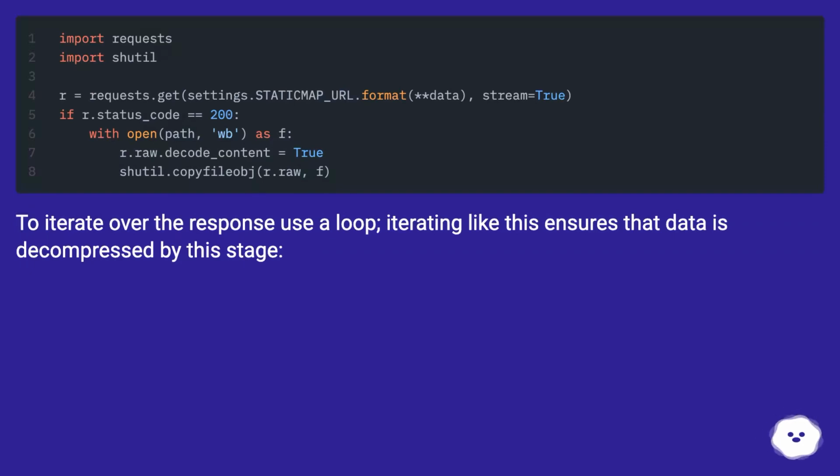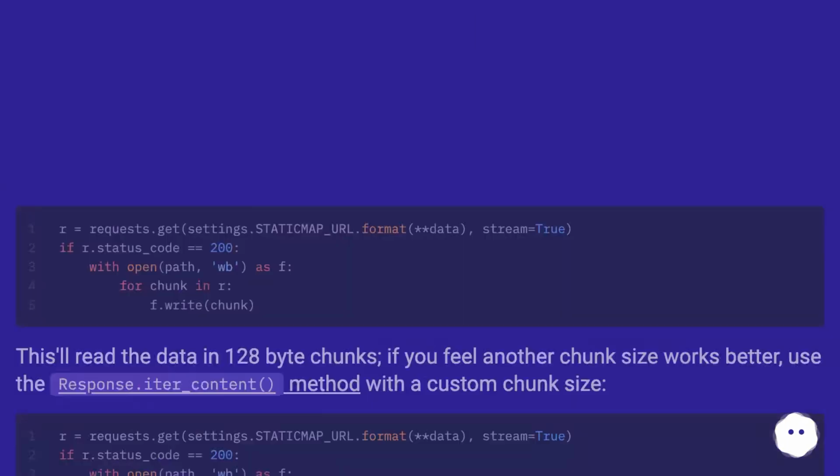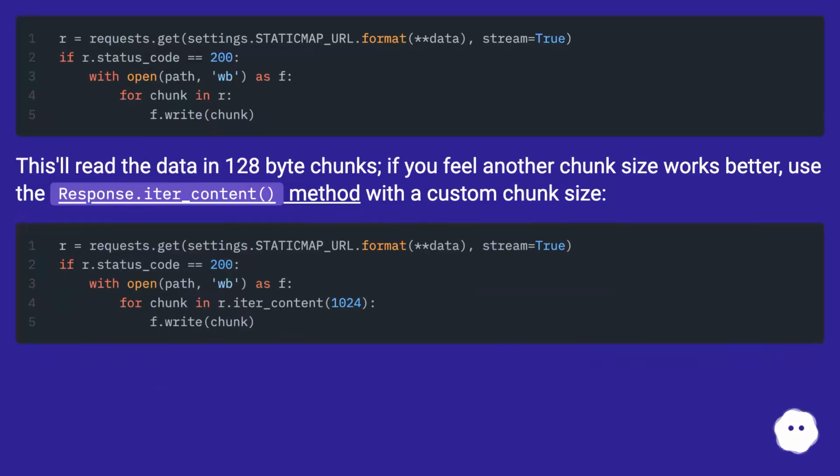To iterate over the response, use a loop. Iterating like this ensures that data is decompressed by this stage. This will read the data in 128-byte chunks. If you feel another chunk size works better, use the response.iter_content method with a custom chunk size.